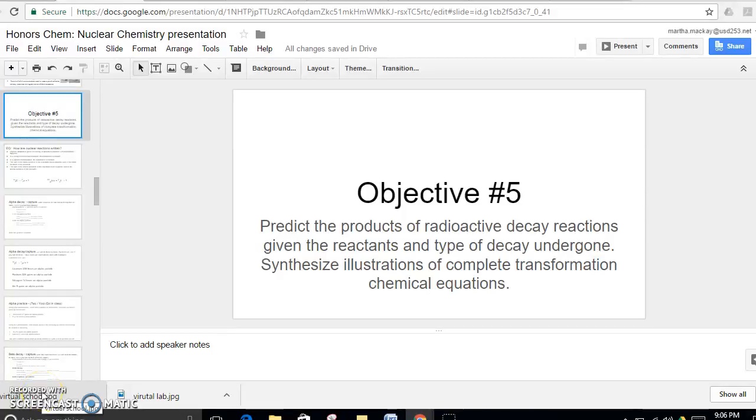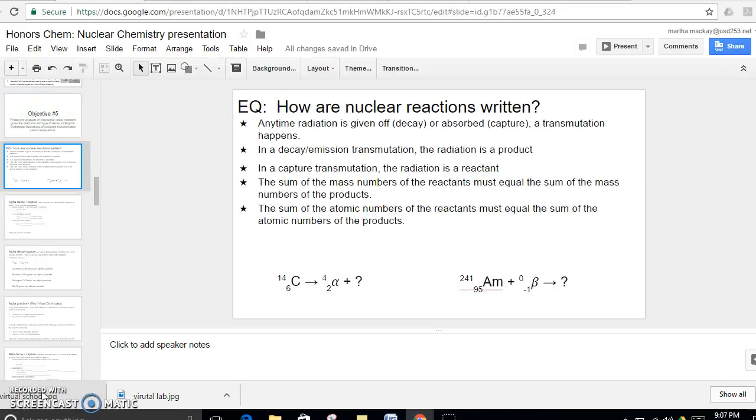Alright, so we're going to go ahead and get started with the screencast for objective number 5. You're going to predict the products of radioactive decay reactions given the reactants and the type of decay that they undergo, and you're going to synthesize illustrations of complete transformation chemical equations. Basically, you're just going to be writing the transformation reactions. This is where you're actually going to be applying what we have talked a little bit about with beta particles and alpha particles.